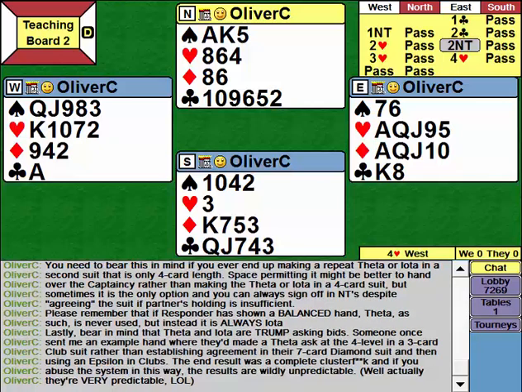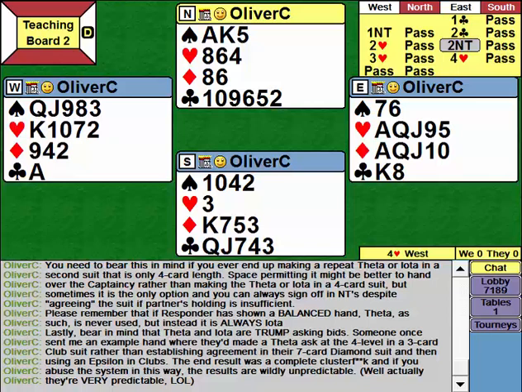Okay, I won't give an example, well, in fact, they're not here. Somebody once sent me a demonstration hand where they'd made a theta ask at the four level in a three card suit to check if partner had a stop in the suit. The fact is, if you abuse this system, you will get bitten more often than not. You might come out smelling of roses, but if you start asking in three card suits, particularly just to check if partner's got a stop in the suit for the purposes of playing in no trumps, that is what I would term system abuse.